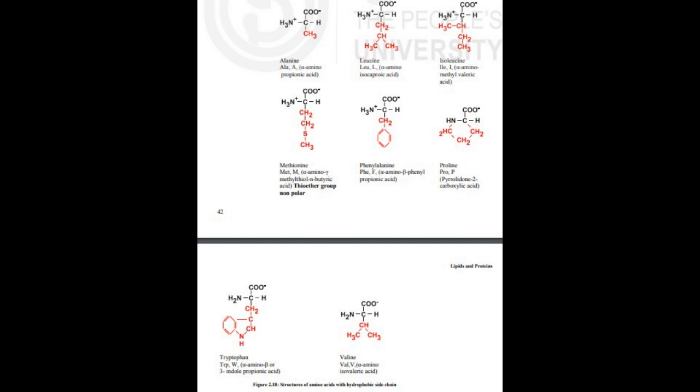1. Amino acids with nonpolar or hydrophobic side chain. These are 8 in number, as indicated in figure 2.18: alanine, leucine, isoleucine, methionine, phenylalanine, proline, tryptophan and valine, Ala, Leu, Ile, Met, Phe, Pro, Trp and Val. These are sparingly or less soluble in water than polar amino acids. Hydrophobicity increases with an increasing side chain length. Look at the screen, figure 2.18, structures of amino acids with hydrophobic side chain.